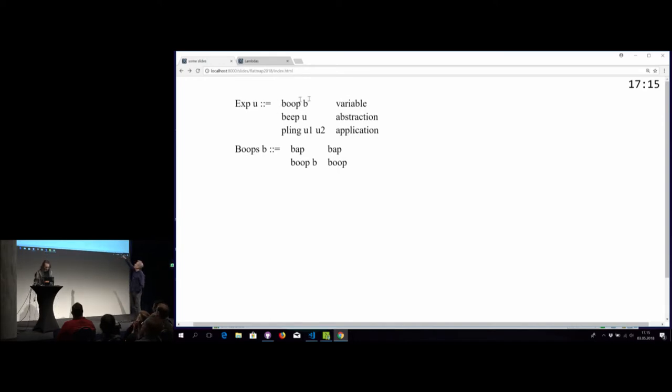Three columns are used, and I used the last one for descriptions. So there's variable, abstraction and application. I see now that the descriptions for boop and bap are very descriptive. A boop is a bap-terminated list of boops. It's a number, so it's a recursive structure in some sense. So when De Bruijn would use the number 3, we have 3 boops and then a bap.